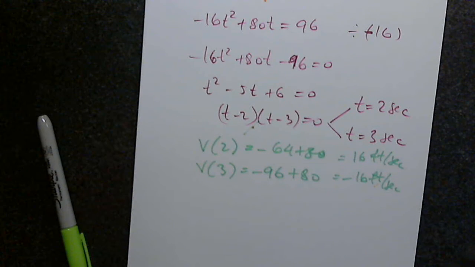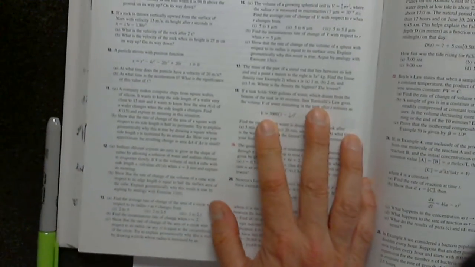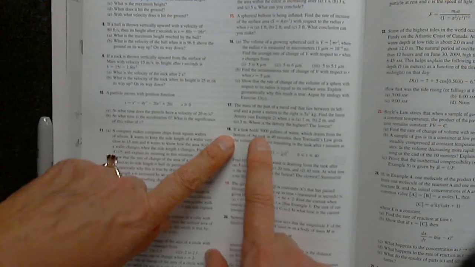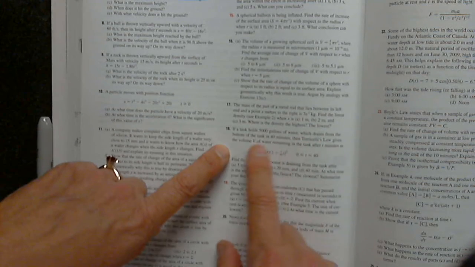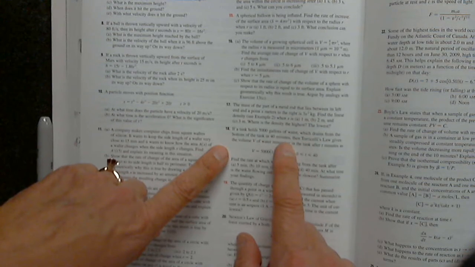Okay, ready for another one? Let's look at the tank now. Here it is, problem 18. Let's read the problem with the tank. If a tank holds 5,000 gallons of water, which drains from the bottom of the tank in 40 minutes, I already have information. The tank has 5,000 gallons, and it needs 40 minutes to empty out, right?